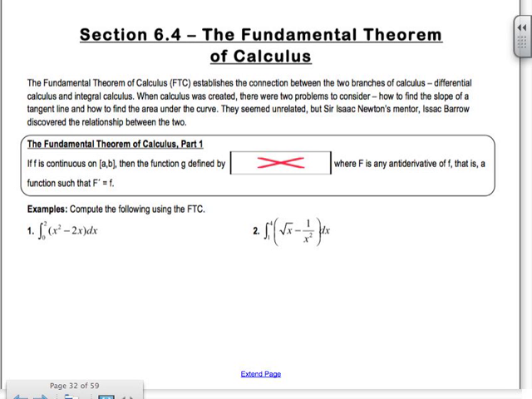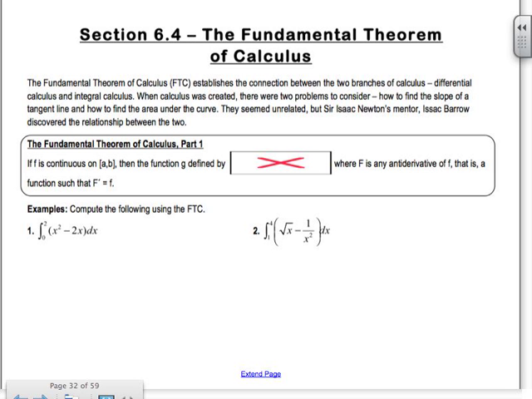All right, obviously it's pretty important. It's called the Fundamental Theorem of Calculus. So this is the most important theorem in all of calculus. Basically, it just establishes the connection between the two branches of calculus. So the first semester is differential calculus, so derivatives. Second semester is integral calculus, so antiderivatives. So when calculus was first created, there were two problems to consider. So how to find the slope of a tangent line, how to find the area under the curve.